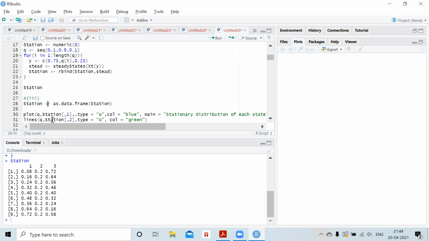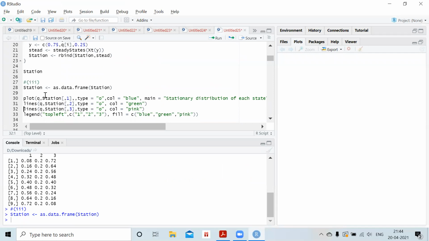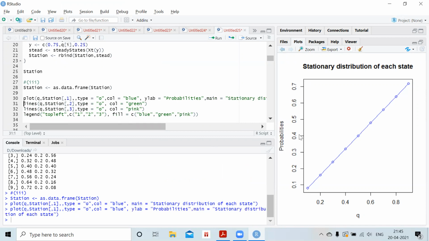So first I've converted this into a data frame, whatever I had created here. After converting it into a data frame, I'm plotting Q, as Q is defined above. And then the first column of the stationary distribution, which is the first state, with type equals 0, color equals blue, and main equals stationary distribution of each state. So this gives you the first line. One thing I missed out, sorry, ylab equals probabilities, or you can write stationary distribution. Okay, so this is probabilities, and this is the first state.